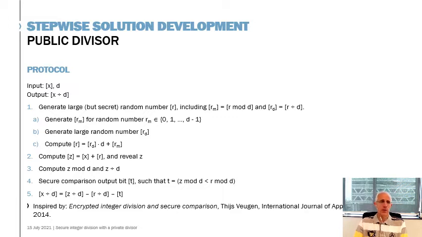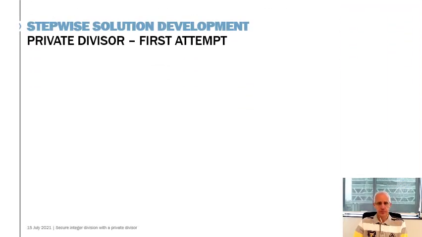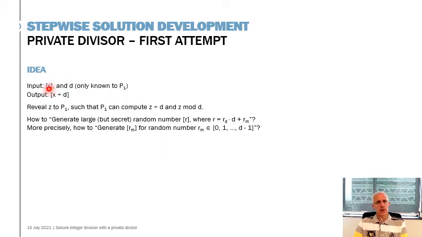So let's say we want to make this a private divisor. So we have secret shared X. We have a D which is only known to one party, which we call P1, and you want to compute the division result. So the idea is to reveal the same Z as before to P1, who can compute the div and the mod, and from that you can continue until you find your output similar as before.